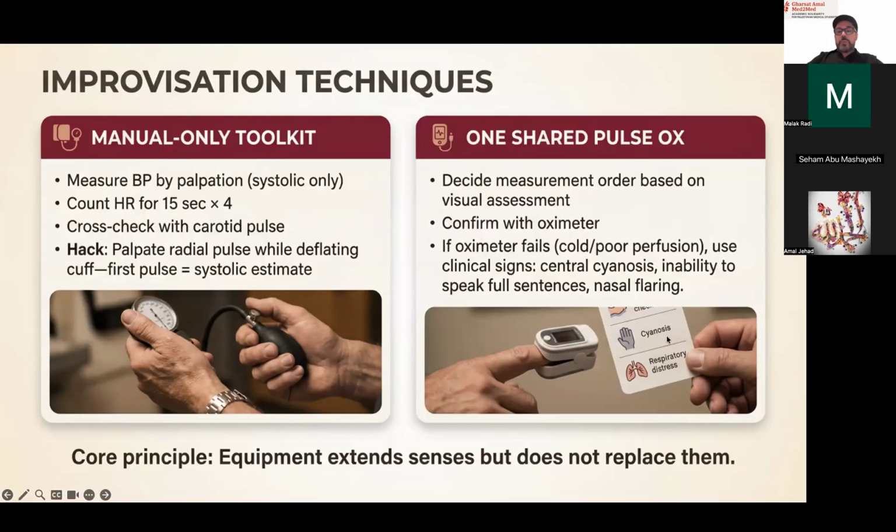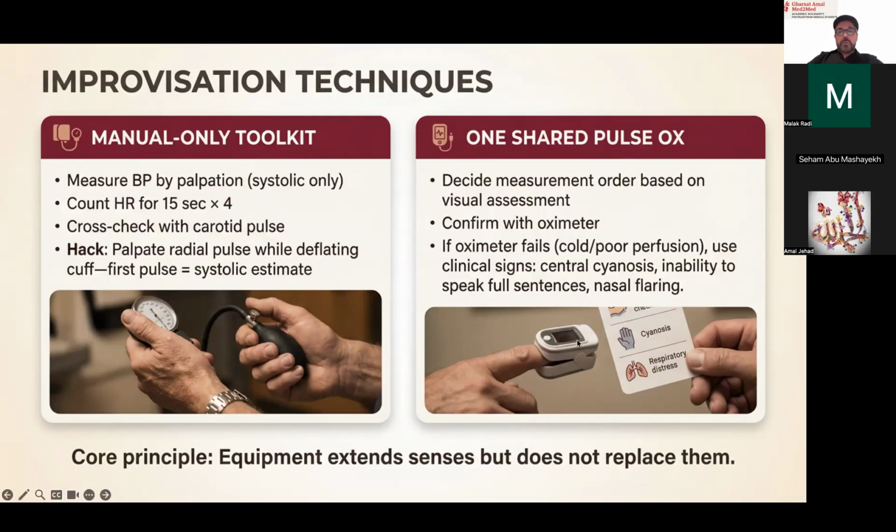If you have one pulse ox, then you take it everywhere and you decide the order based on seeing your patient. If you see the patient completely not responsive, you need their pulse ox as well. Just because you see somebody breathing comfortably does not mean that they're not in respiratory trouble. Okay? So you confirm with the oximeter, and if the oximeter fails, make sure that the hands are not cold. If the hands are cold, then that means you don't have perfusion there.